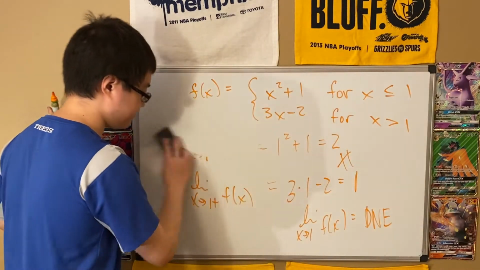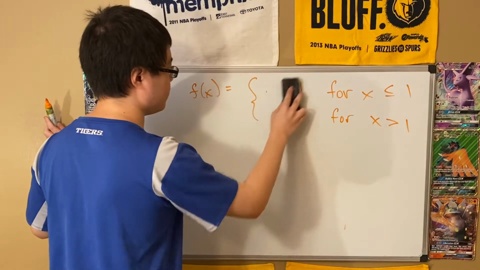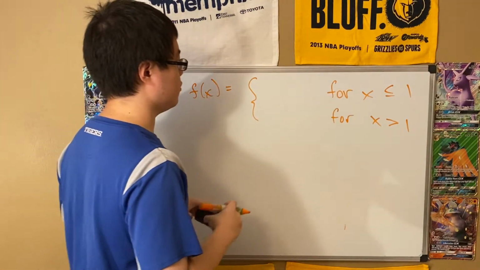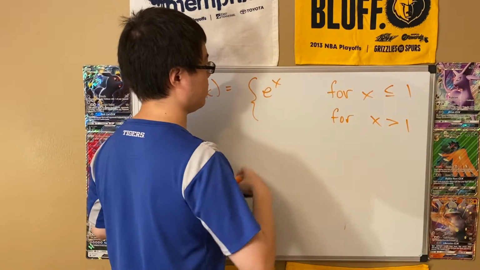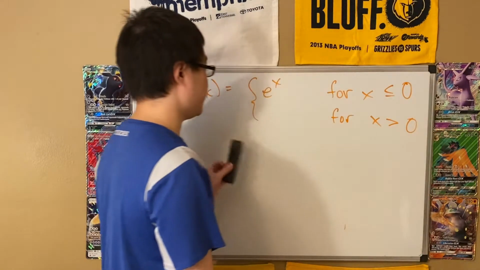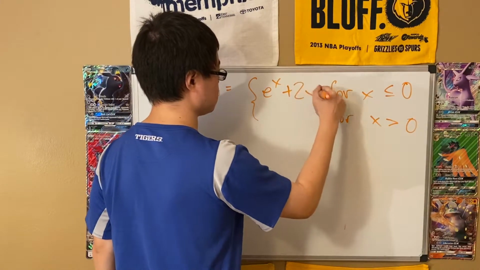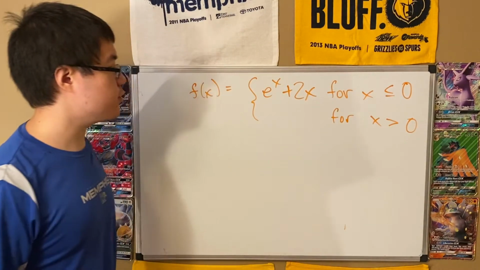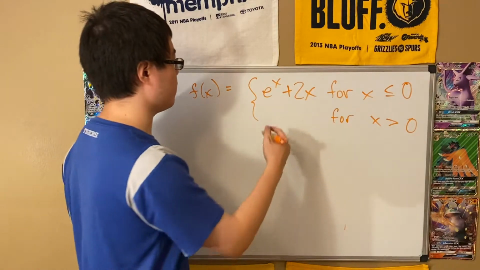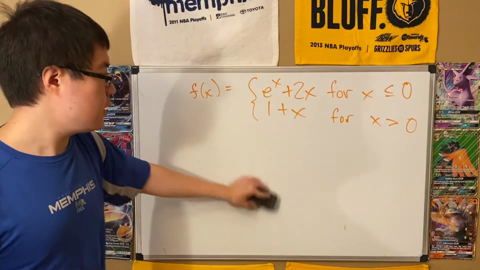So let's erase this. Let's change our function up a little bit to make it work. Let's do e to the x. Let's change this to zeros. And then we have e to the x plus, let's say, 2x. And then we're going to have something simple. Let's just have 1 plus x. So these are going to be my two functions here.